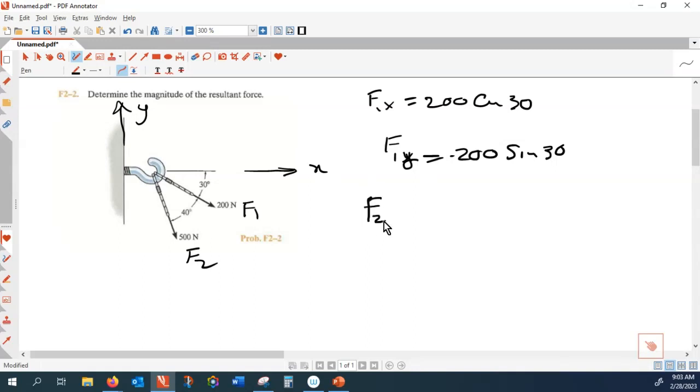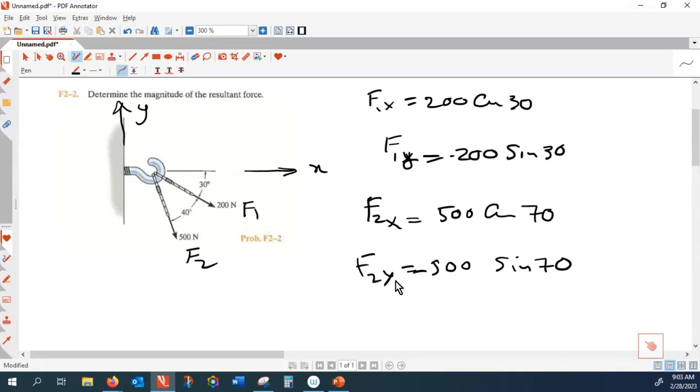And what happens to F2? F2x, F2y. So F2x has the magnitude 500. And what angle should I account for? 30 plus 40, which is 70. And is this cos or sine? Cos, yes, cos 70. And is this positive or negative? Well, x is positive, and that is negative, right? Okay.